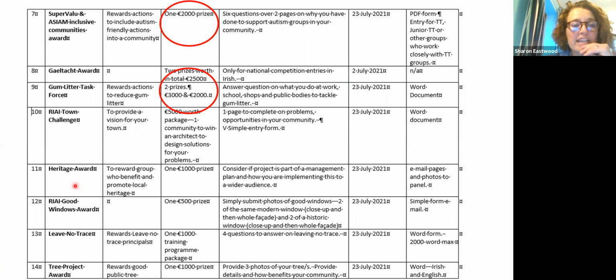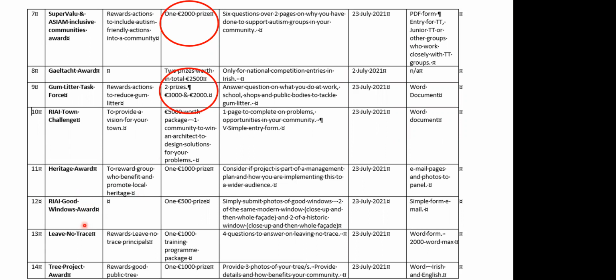The nice one, number 10, is the Town Challenge. Buncrana won that in 2019, and the prize is to get an architect to come and design solutions for your whole community. There's a new one here, the Heritage Award. If you've got a group that have done a lot to highlight local heritage, again, coming back to Rathcormac, I think you did a lot opening up the monuments, didn't you? And you've got some signage for some of the megalithic tombs in your area. So that might be one for you guys to consider.